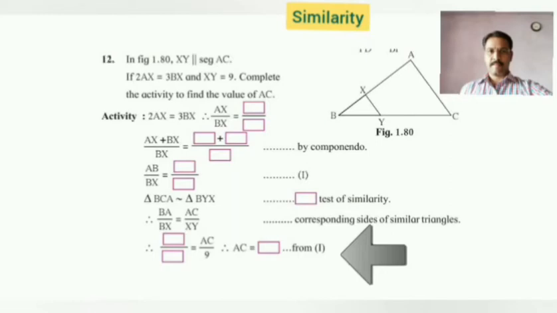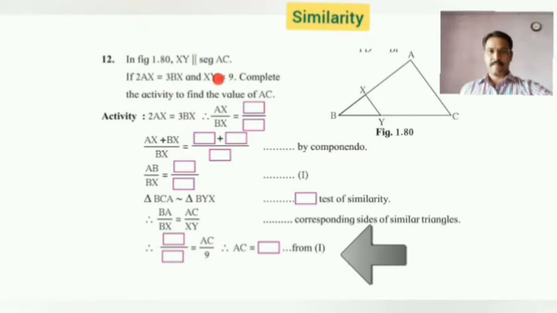Okay, in this 12th sum, again it is one activity which we have to complete. See first, in this figure, XY is parallel to AC. They are given to us. And twice of AX is equal to thrice of BX. Means after transferring, we can get AX upon BX is equal to 3 upon 2. Okay?